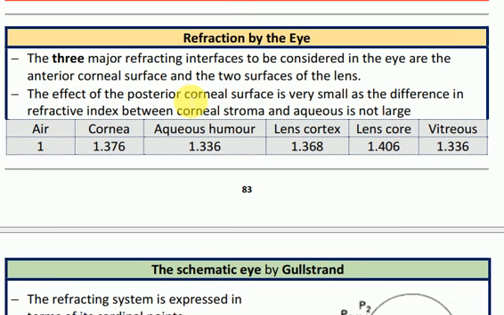This is shown in this table: the refractive index of the transparent media of the eye. The air refractive index is considered as 1. Cornea 1.376. Aqueous humor 1.336. Vitreous is also 1.336. Lens cortex 1.386. Lens core is increased to 1.406. So from cortex to core, there is a change from 1.386 to 1.406.